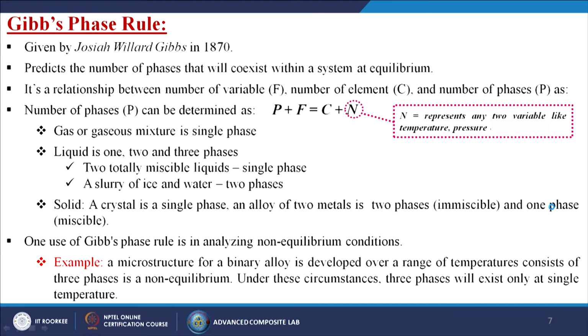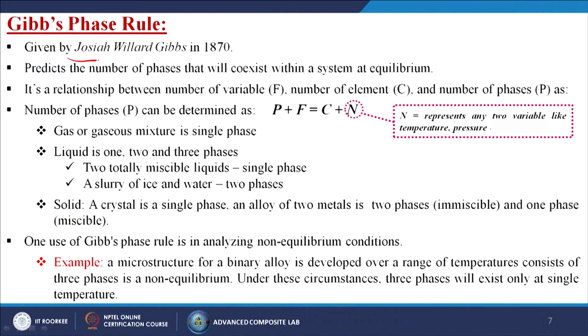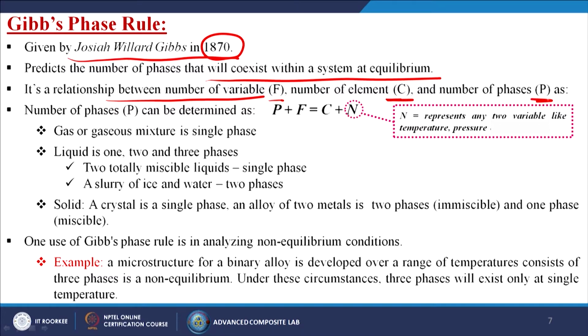Now, where has this phase rule come from, who is the inventor of it? That is why it is called the Gibbs phase rule, because it was given by Josiah Willard Gibbs in 1870. It predicts the number of phases that will coexist within a system at equilibrium. It is a relationship between the number of variables F, number of components C, and the number of phases P, as P plus F is equal to C plus N.